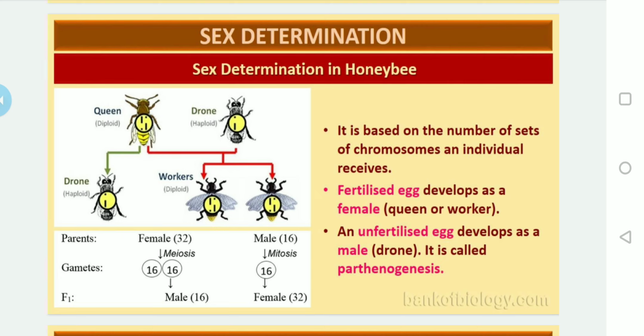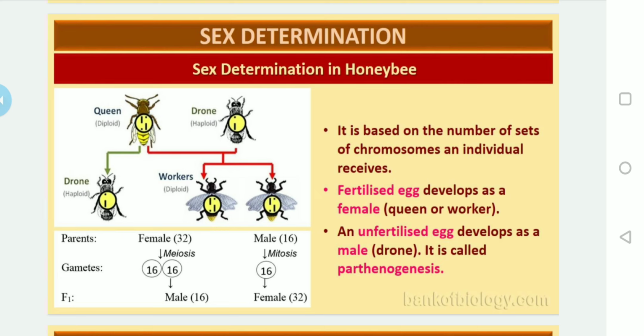It is called parthenogenesis. Okay, so that means the sex determination in honeybee is based on the number of sets of chromosomes, that is haploid or diploid, the individual receives. Generally the female is diploid, having 32 chromosomes, and the male is haploid, having 16 chromosomes.